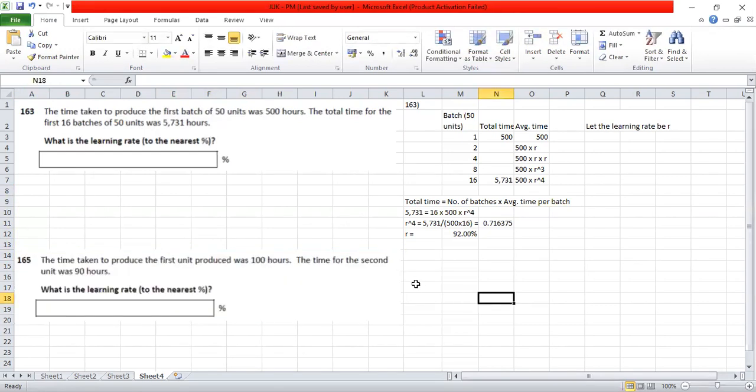The time taken to produce the first unit was 100 hours. The time for the second unit was 90 hours. What's the learning rate? Only two things are given. The first one is 100. The time for the second unit was 90 hours. So in that case, how do we calculate the learning rate?